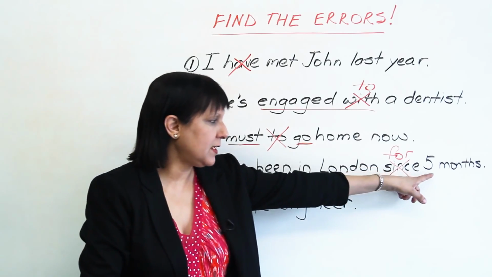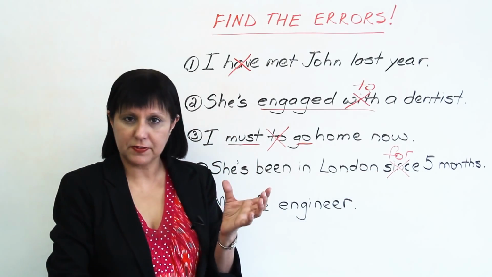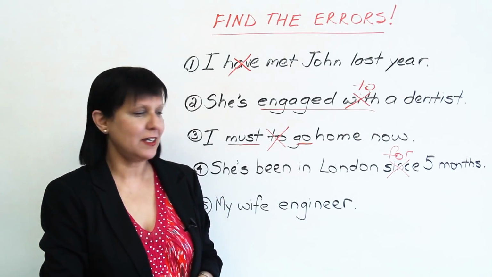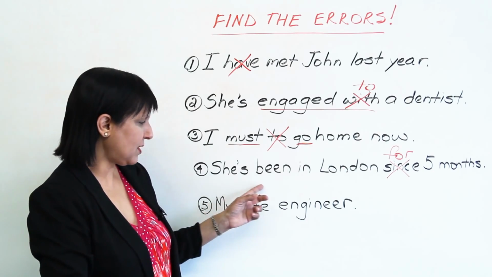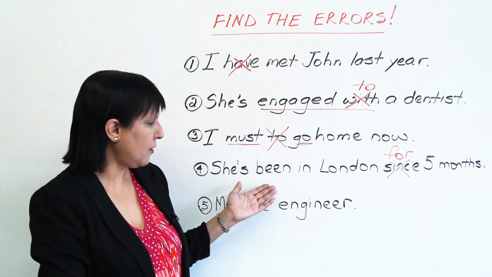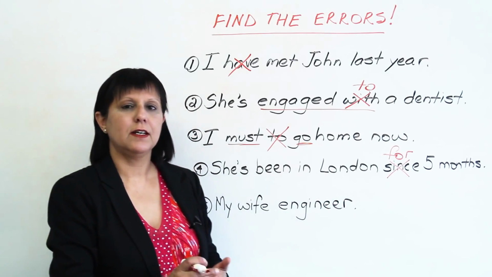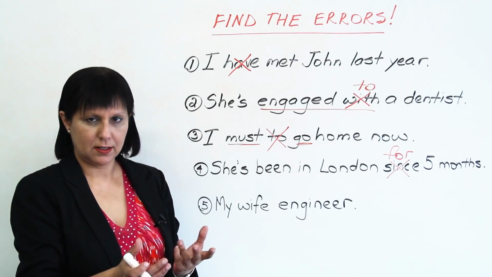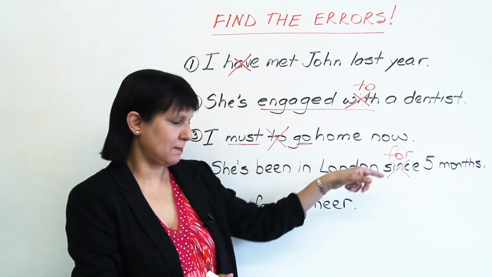But if you're giving the length of time or the period of time, then you have to use the preposition for. Okay? So this part is present perfect. That's fine. Very often with present perfect, we do see time markers like since and for, but you have to learn how to use them correctly. Sorry, not time markers, but prepositions.